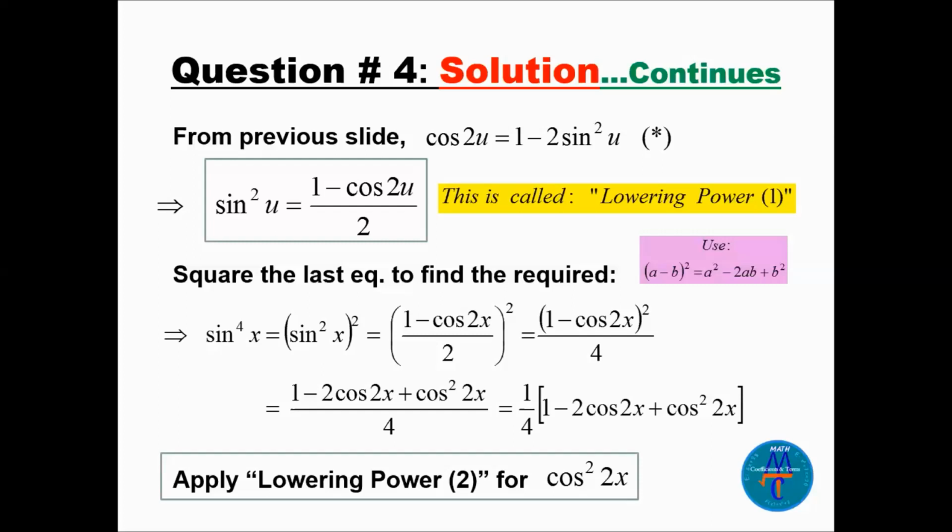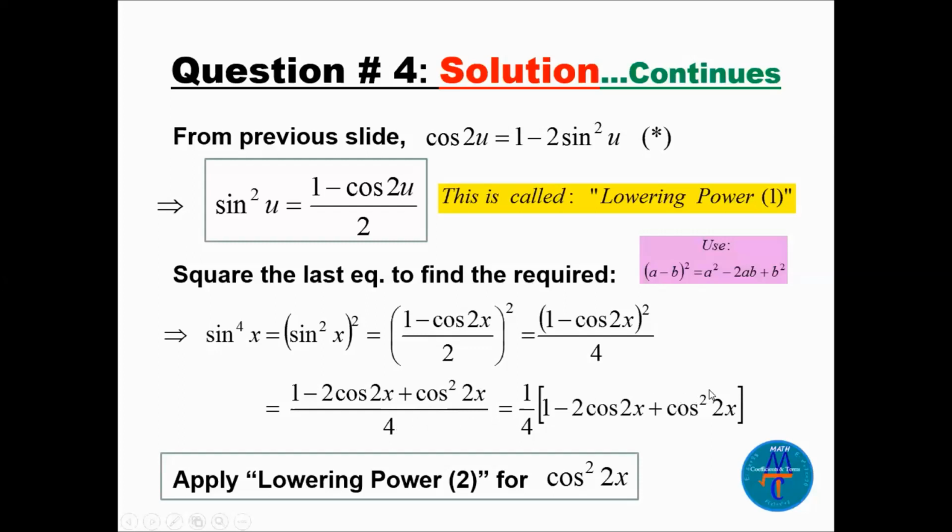Now, square the last equation. You see this one? Now we get sine power 4. We are almost there. Sine power 4 is what? Sine squared all squared. And sine squared from lowering power is 1 minus cosine 2x divided by 2. You square up, you square down, in the numerator and denominator. So you can use this formula, a minus b all squared, a squared minus 2ab plus b squared. Simplify, 1 over 4, leave it in the fraction outside.